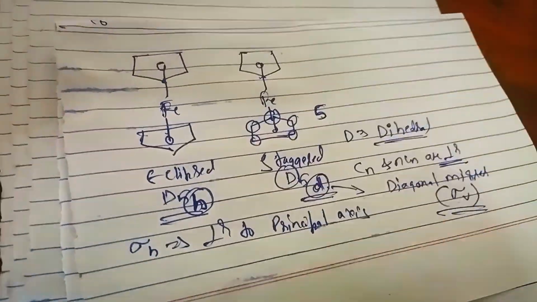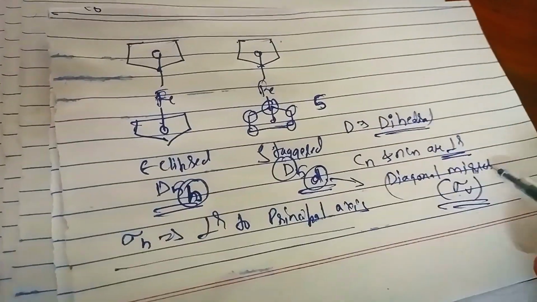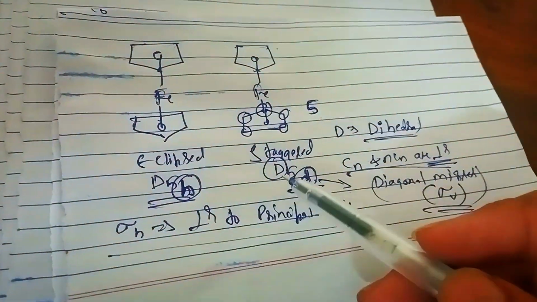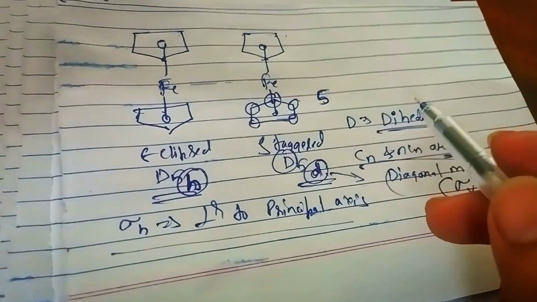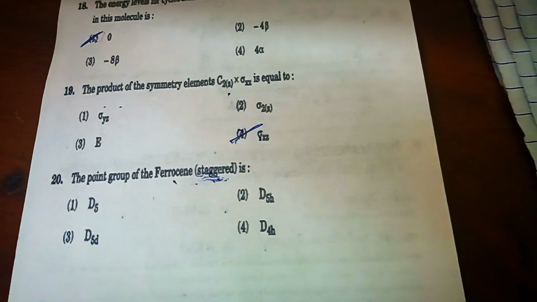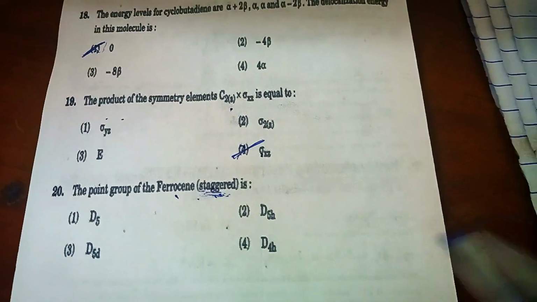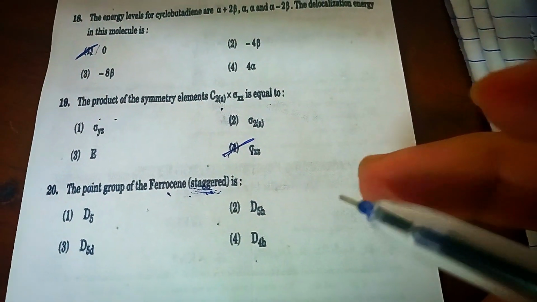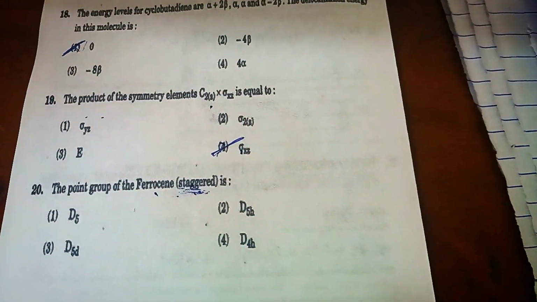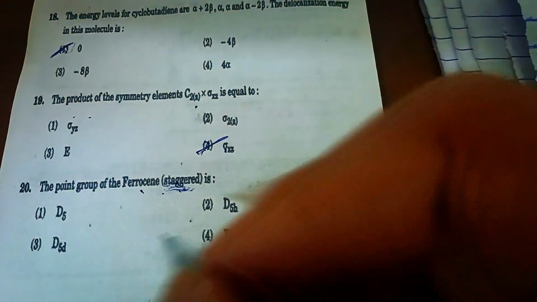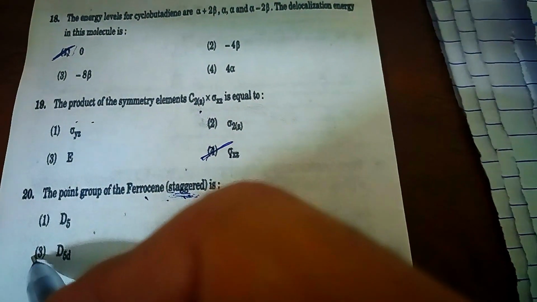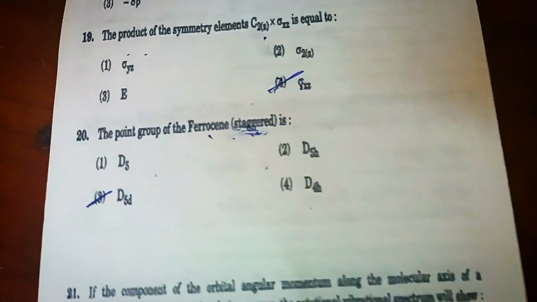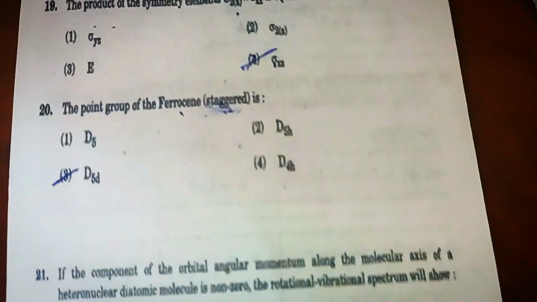So in this question we have to know all these concepts. If we know these concepts clearly, then it is easy to attempt questions like these. Point group is a fixed question in almost every exam, so there will be 1 to 2 questions on point group. So the answer will be D5d. This is the correct answer.